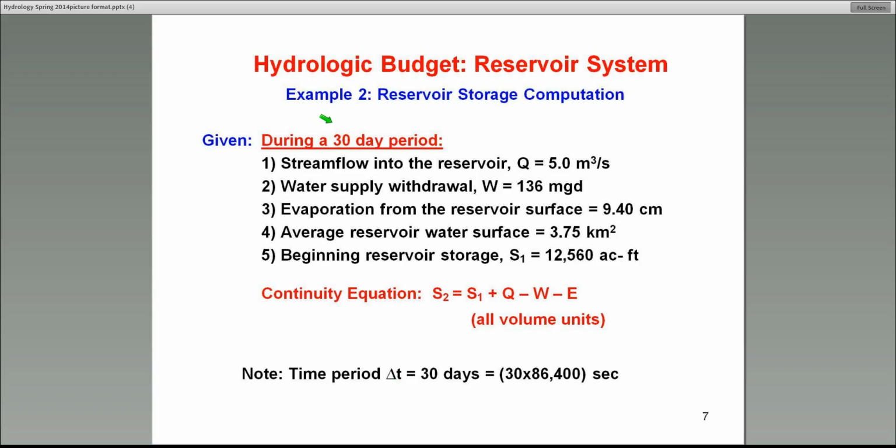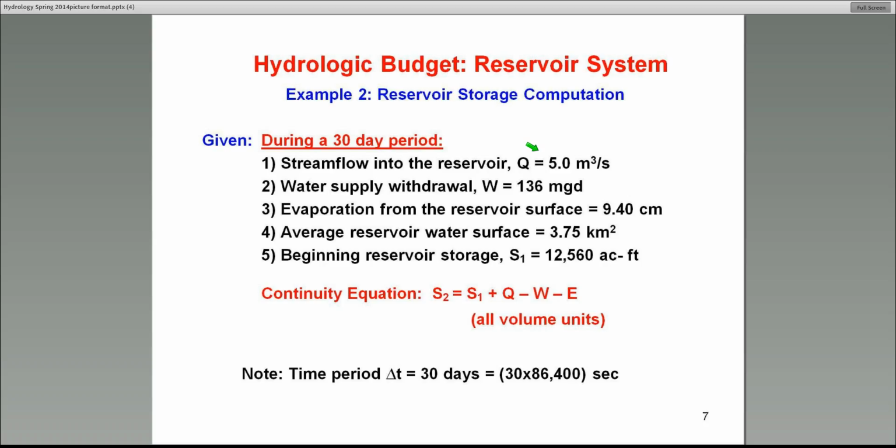Now a reservoir system is slightly different from a watershed system, in the sense that the stream flow from the catchment or from the watershed comes into the reservoir as runoff. That's what you just calculated earlier. In this case, it's given as 5 meter cube per second. So it's an average runoff rate during that 30-day period.